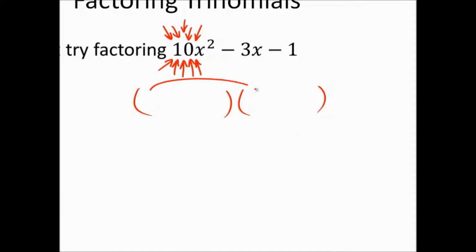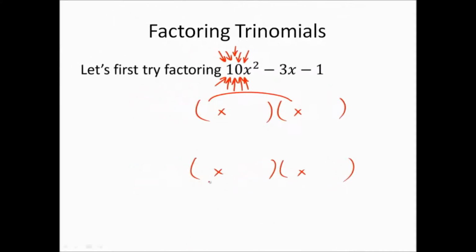We want the first terms to multiply to 10x squared. We know that they should be beginning with an x term. So we basically have two options of multiplying to 10. Either 1 times 10 or 2 times 5. In this case, we have a limited number of options. You can imagine that this number could be different and could leave you with many possibilities.